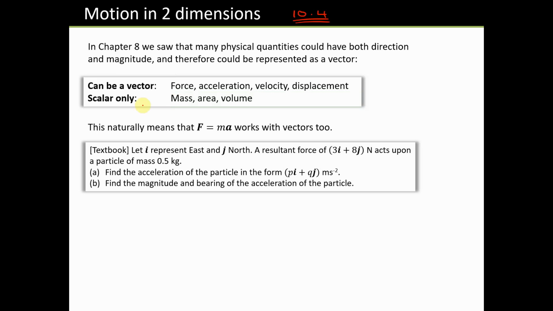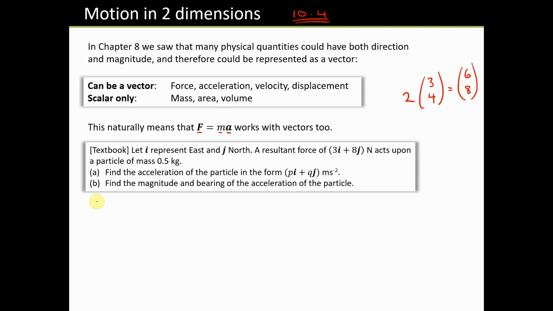And this naturally means that F equals ma works with vectors too, because we have a vector for force, a scalar for mass, and a vector for acceleration. And hopefully you remember, when we multiply a scalar by a vector, it just turns into a vector. So this side is going to turn into a vector, the left side is already a vector, so we have a vector equals a vector. We can then start to solve some problems with that. If we just had a number equals a vector, we would have problems. That's not solvable. So we just use our F equals ma, but in the context of vectors.